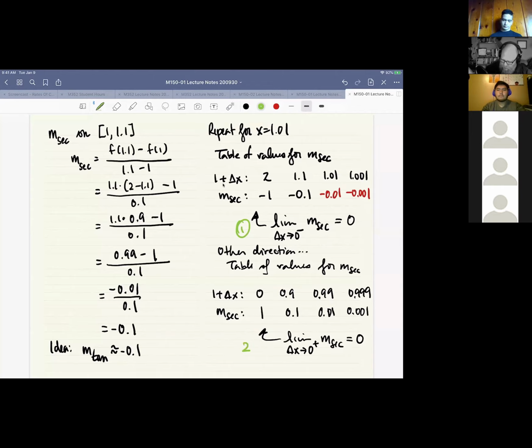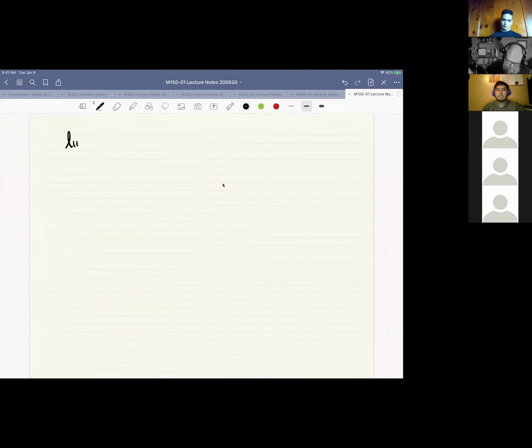So putting these two things together, that suggests that the limit as delta x goes to 0 of the slope of my secant line is actually equal to the slope of my tangent line. Oh, I should say, no, that's not what I want to do. I want to do this. It's 0.